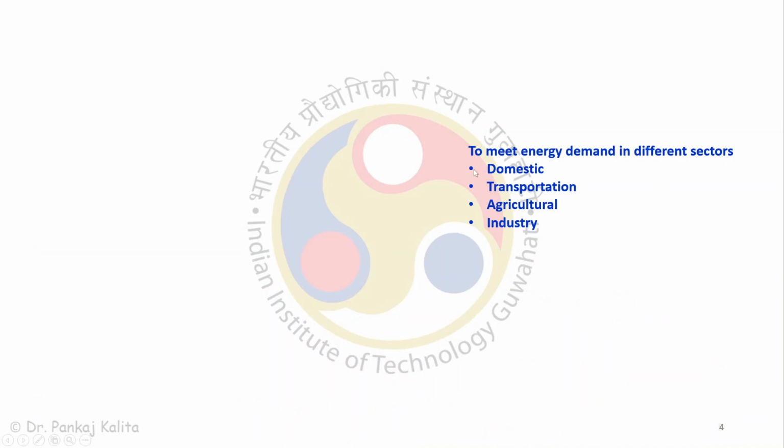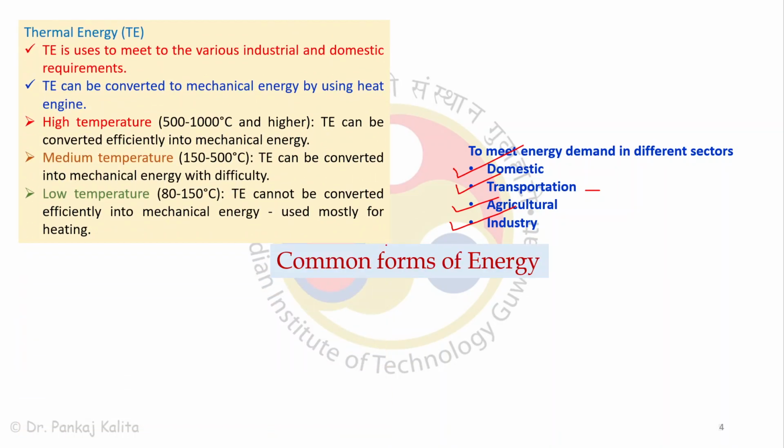So basically these are the various sectors that require energy: domestic sectors like households, and transportation. What are the energy requirements in transportation? Running vehicles, petrol, diesel. These are energy requirements in transportation. Then agriculture, industry. Now, common forms of energy: we know about thermal energy. This is very important because most of the time when we refer to energy in our course, it is basically thermal energy or electrical energy. Thermal energy is used to meet the various industrial and domestic load.